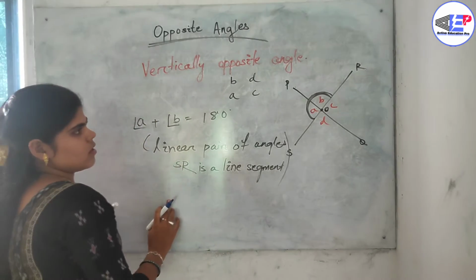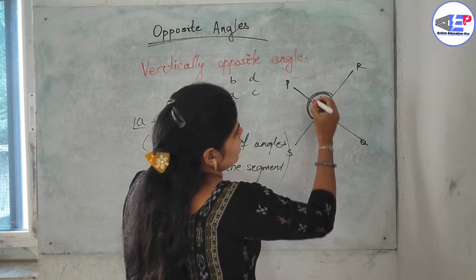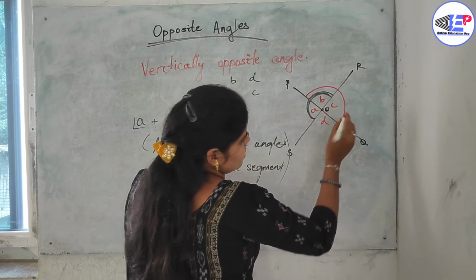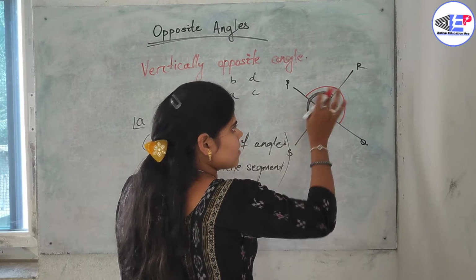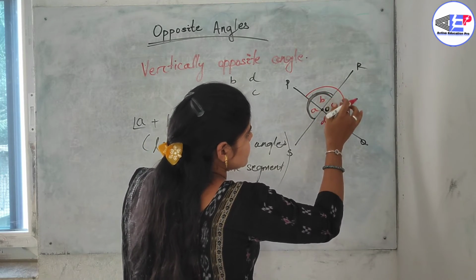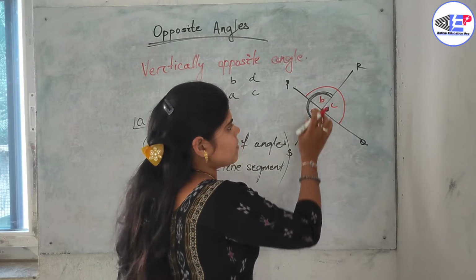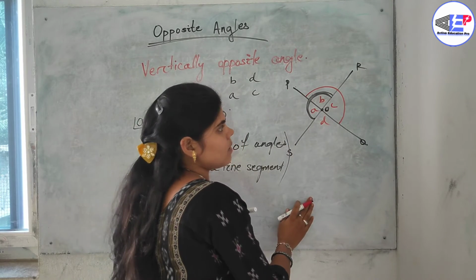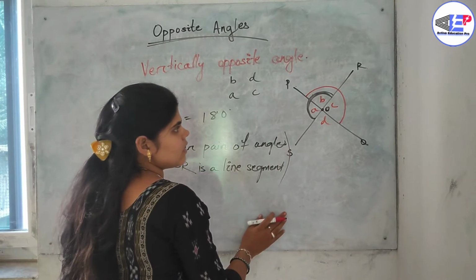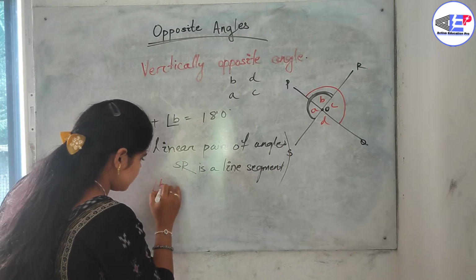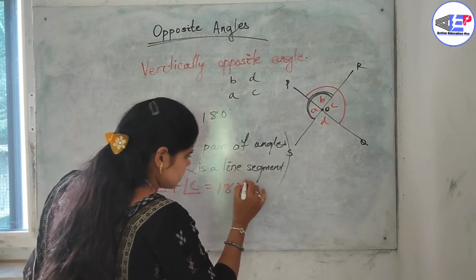Then next, now PQ is a line segment. Look here, similarly, like A and B, here B and C are present on a single line segment. This is PQ, so B and C are linear pair of angles. You can write here that B and C will be 180 degrees.